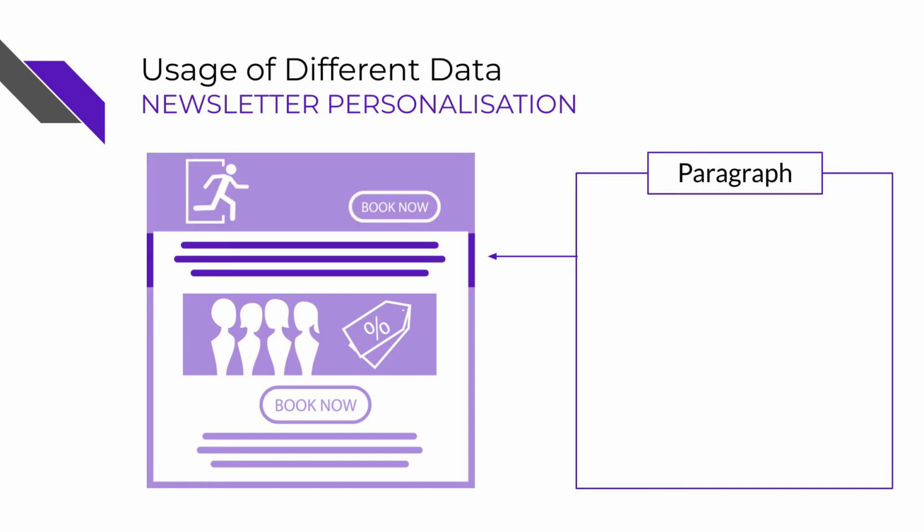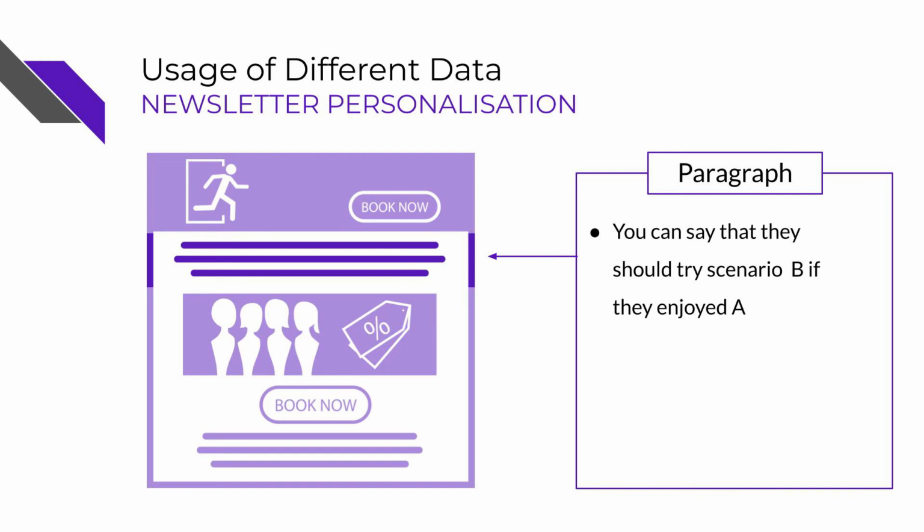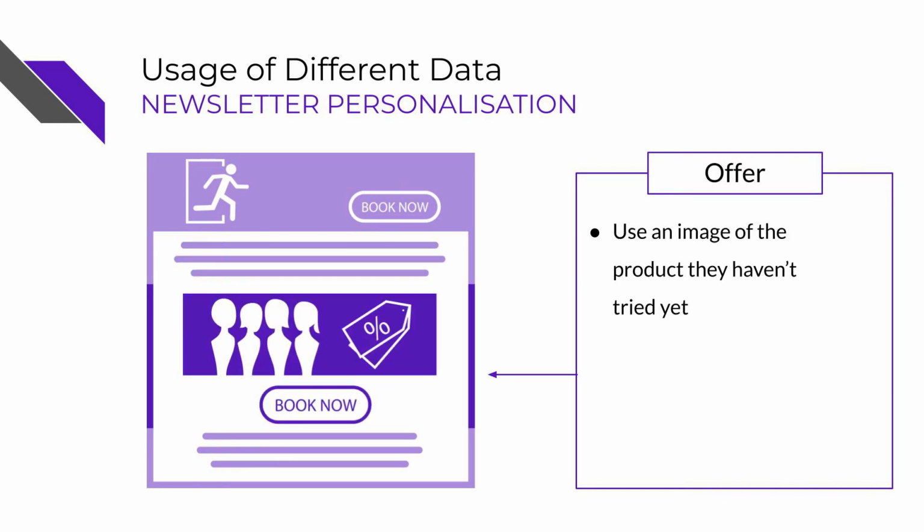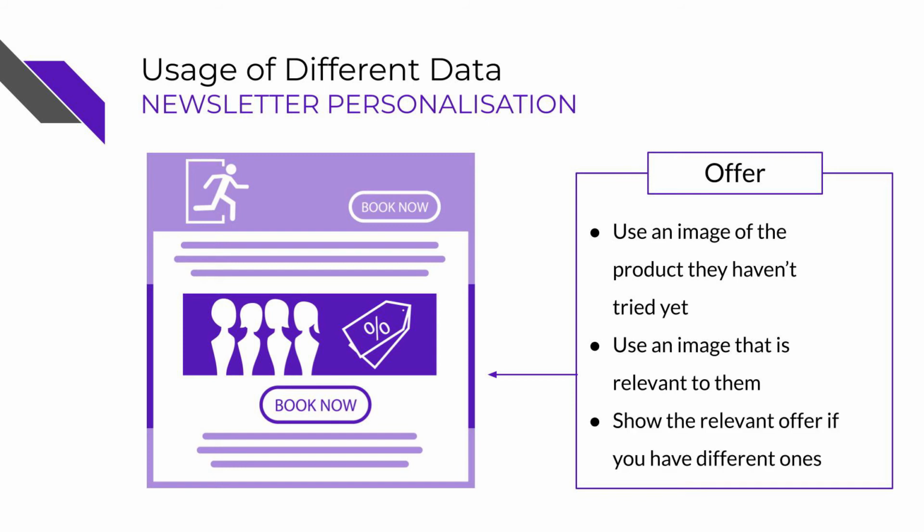In the paragraph following the header, you can insert this knowledge saying something like, try scenario B if you've enjoyed scenario A. Or you can use other data points like the date of their visit or the group type to further personalize the message. In the offer section, use a product image that is relevant to them. Also, if you're using images with people, make sure that the group type is relevant to them. If you are sending out a birthday offer for your family segment, for example, use an image that helps them visualize a perfect birthday with their family.